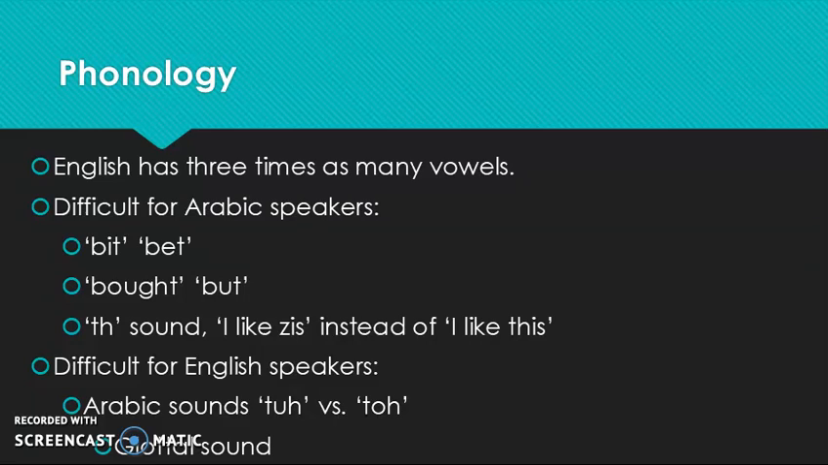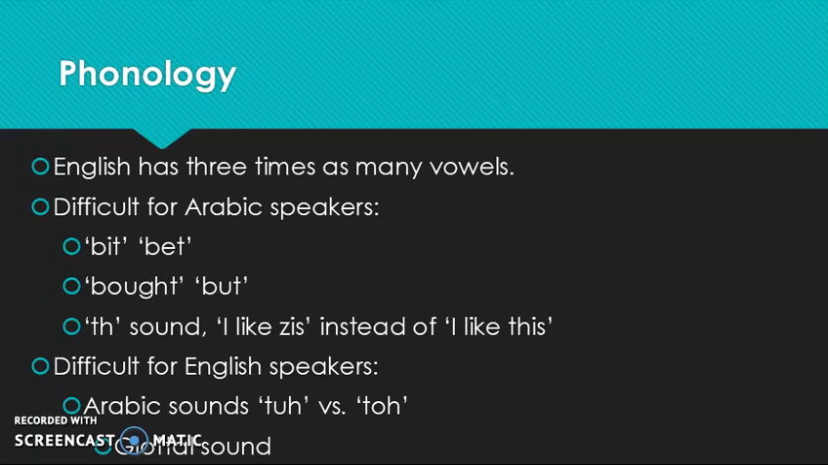The phonology of Arabic is also different from English because English has three times as many vowels. As a result of that, it can be difficult for Arabic speakers to differentiate between subtle words that we have in English, like bit and bet, or bot and but, which are very similar, but because we have more vowel sounds, they're very difficult for them.